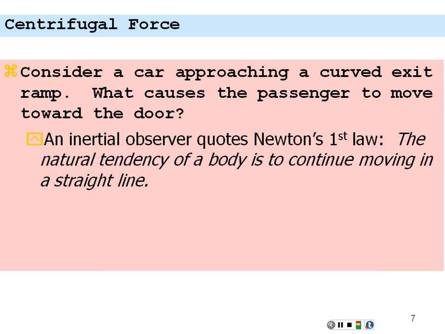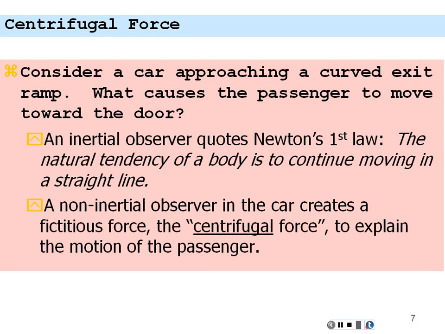An inertial observer observes Newton's first law. Body is continuing in a straight line, but a non-inertial observer in the car creates a fictitious force to explain this motion, and that fictitious force is the centrifugal force, and that explains the motion of the passenger sliding out towards the outer door. The magnitude of that centrifugal force is equal to the magnitude of the centripetal force that would have been required to keep the passenger moving in a circular motion along with the frame of reference. So they have the same magnitude, but the centrifugal force is pushing outward from my perspective inside the car.